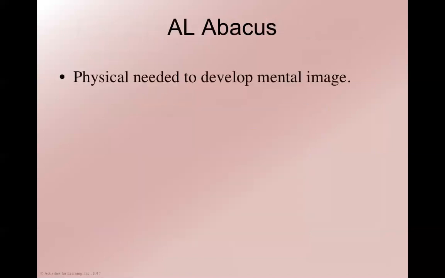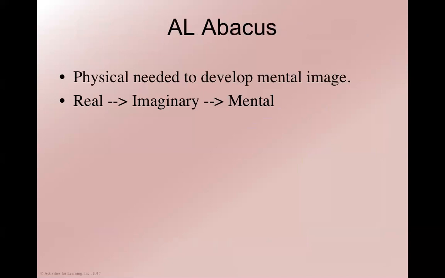Okay, so the abacus is basically a physical manipulative that we need to develop a mental image. And so we're going to start off with a real abacus. They work towards an imaginary abacus, and then finally a mental abacus. And so the imaginary is where the abacus is still in front of them, but maybe they don't touch it. It's just a reminder. And then mental, they have fully internalized the concept and can do this mentally.